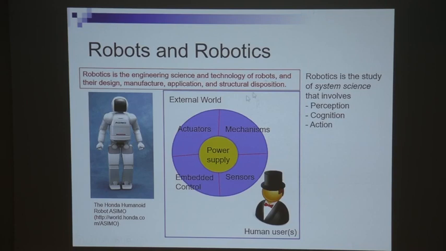So these are the definitions that we are using for this course: the engineering science and technologies of robots and their design, manufacture, application, and structural dispositions.